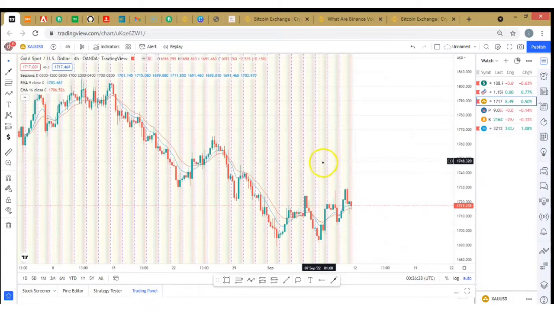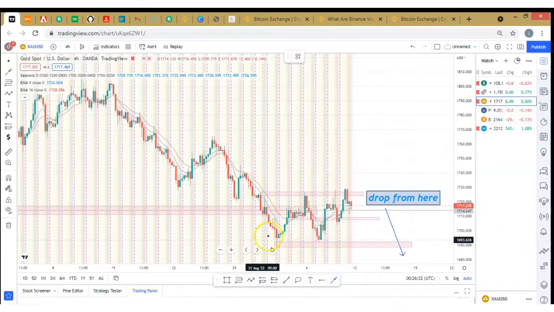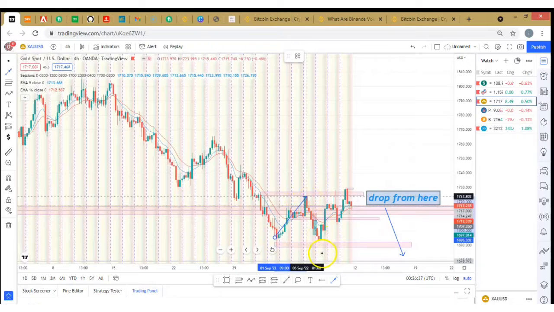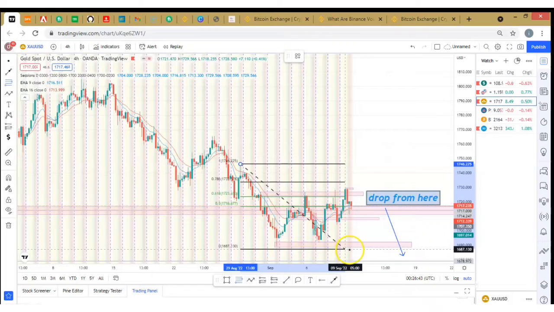This is gold. Gold also did the same thing. Just a weekly recap, when I analyzed gold, we tapped this zone and dropped. I deleted my fib, so let me draw the fib I drew last week. My analysis was exactly this.